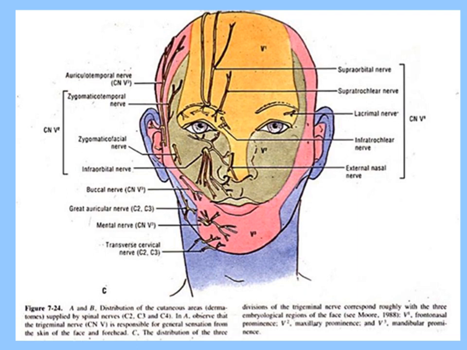Last is the mandibular division of the trigeminal. The three sensory nerves within the mandibular division include the buccal nerve, that is sensory from the cheek, the mental nerve, which is sensory from the chin, and the auriculotemporal nerve, which is sensory from around the ear, the temple, and the lateral cheek.